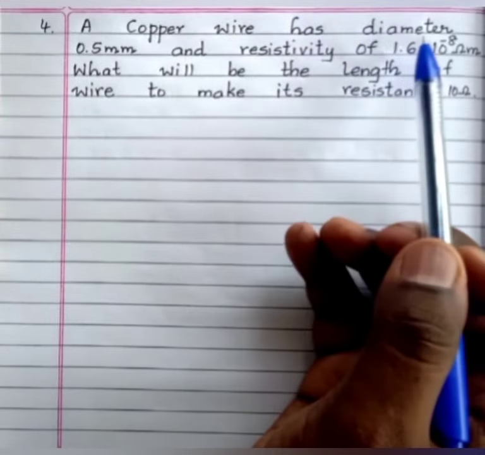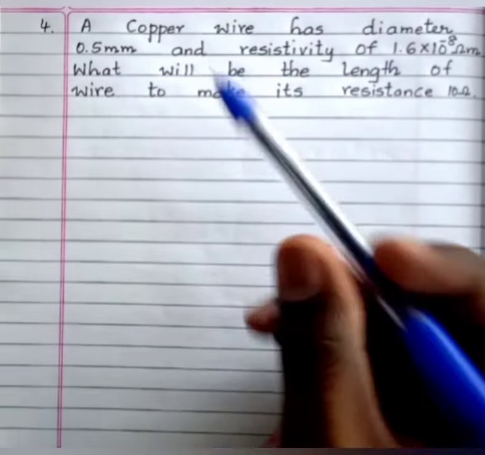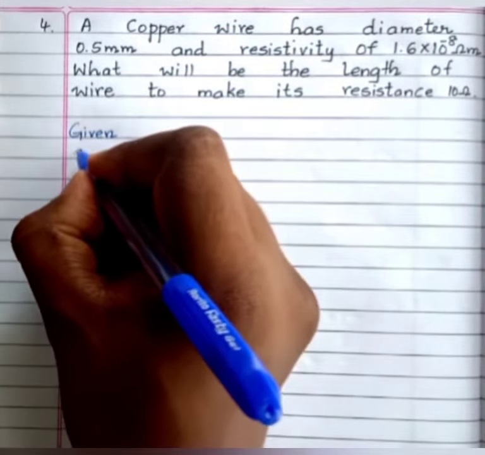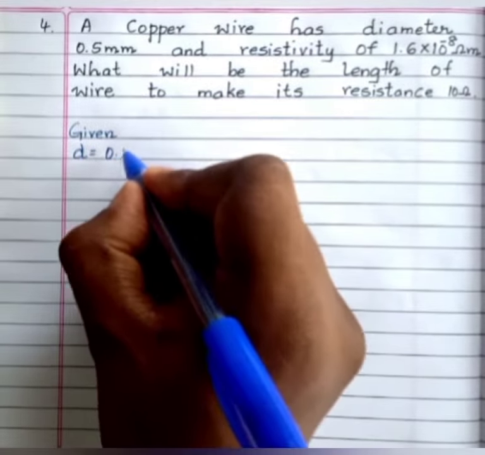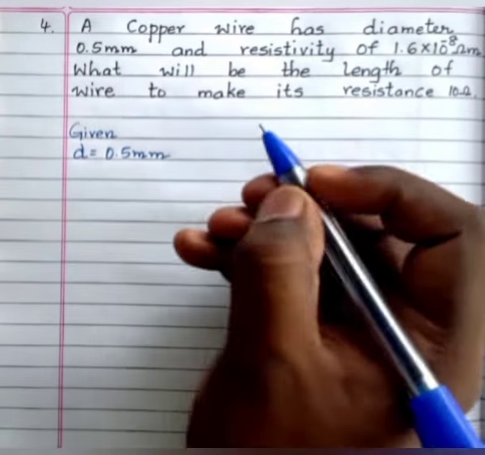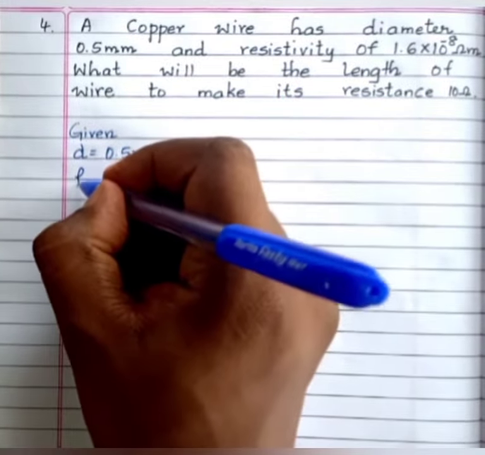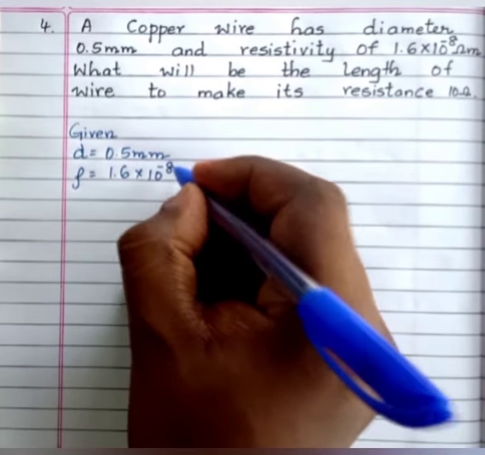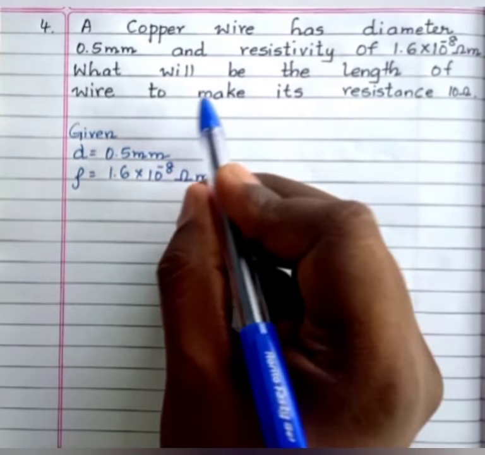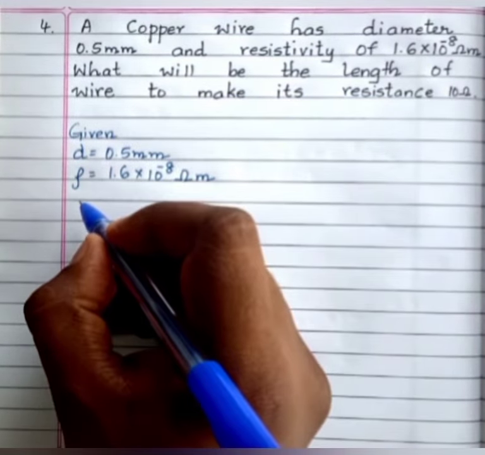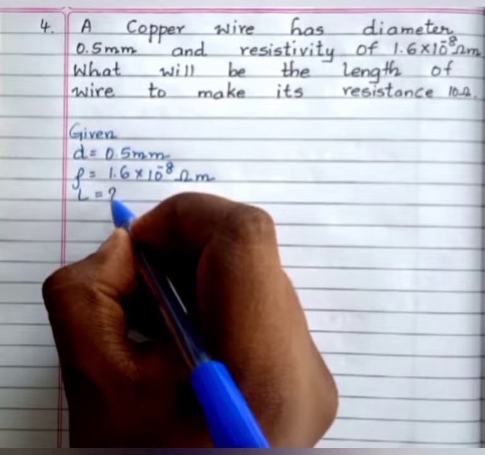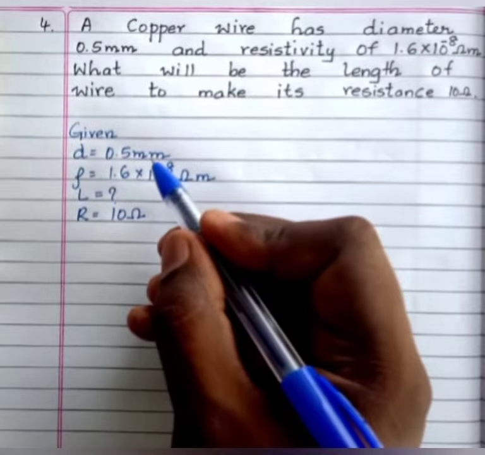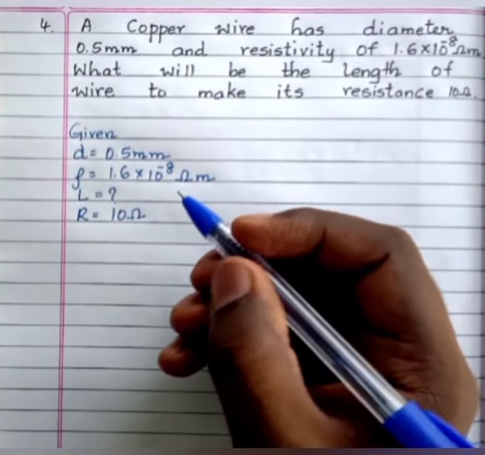A copper wire has diameter 0.5 millimeters and resistivity as 1.6 into 10 power minus 8 ohm meter. What will be the length of the wire to make a resistance of 10 ohm? Given D equals diameter equals 0.5 mm, then resistivity as 1.6 into 10 power minus 8 ohm meter, and also we need to calculate the length, which is equal to question mark, given resistance as 10 ohm. R equals 10 ohm.